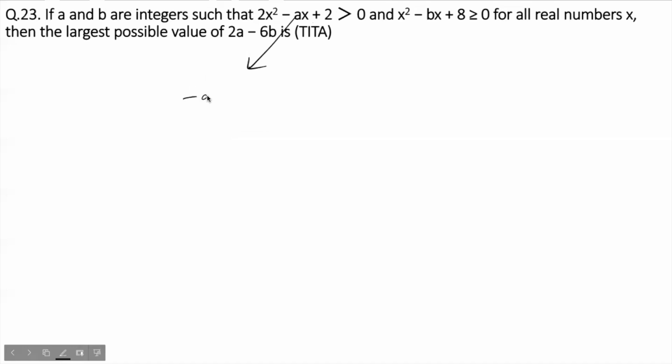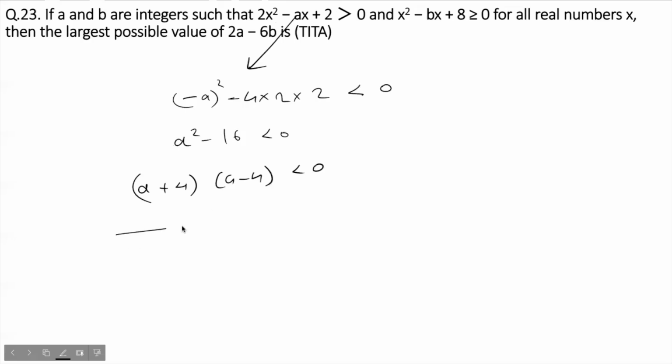So b here is minus a, a here is 2 and c here is also 2. B square minus 4ac is less than 0. So a square minus 16 is less than 0. This will basically give me a plus 4 into a minus 4 is less than 0. So now we know that for any quadratic equation, when the coefficient of x square is positive, the expression is less than 0 between the roots. That means a will be greater than minus 4 and less than plus 4.